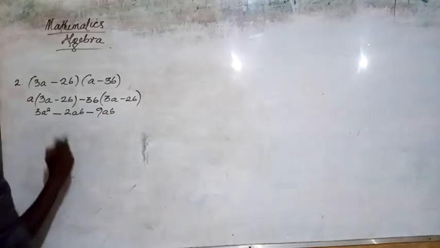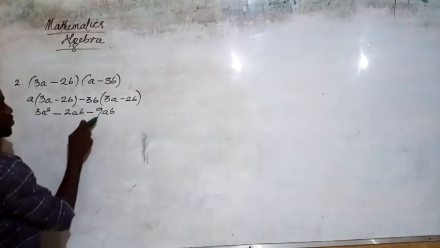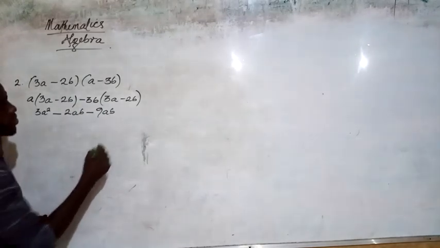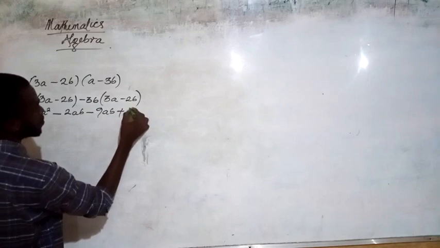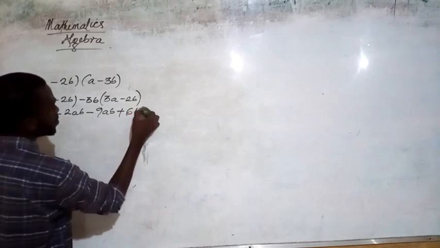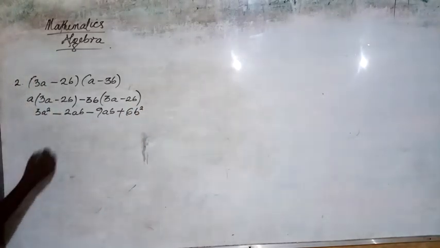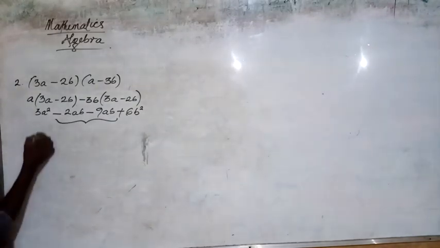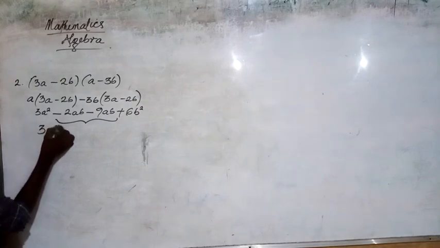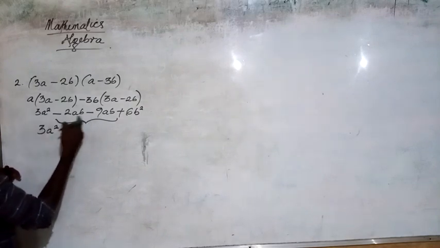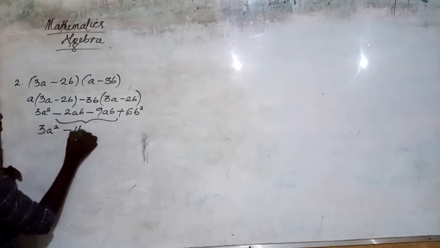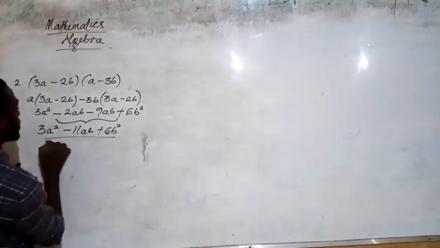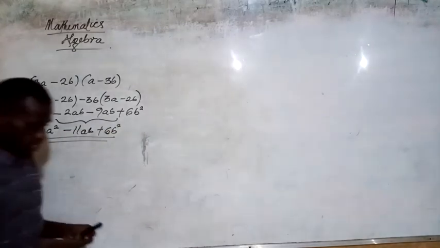Now notice the way I open the brackets, using numbers to times numbers and letters to times letters. Minus times minus equals plus, and 3 times 2 equals 6, of course. b times b equals b squared. And now you can see that these two expressions are like terms, so we can further simplify by saying minus 2ab minus 9ab equals minus 11ab, then plus 6b squared. And that is our final answer.